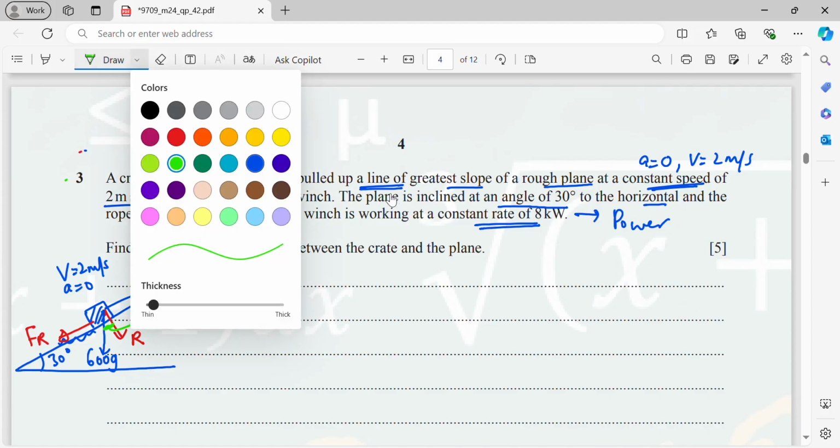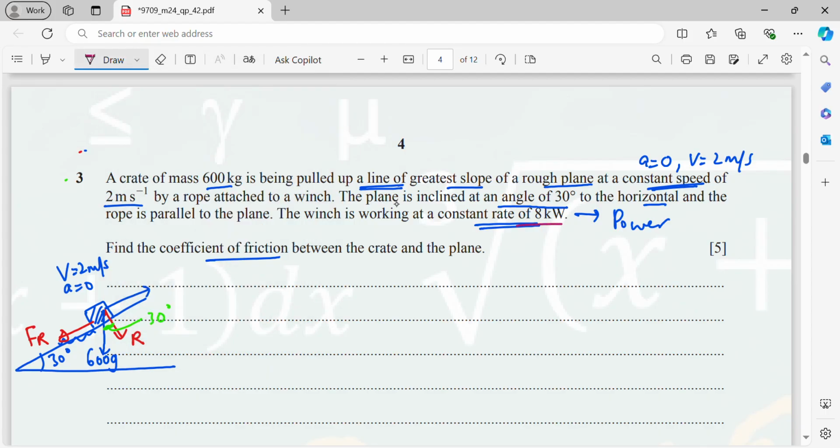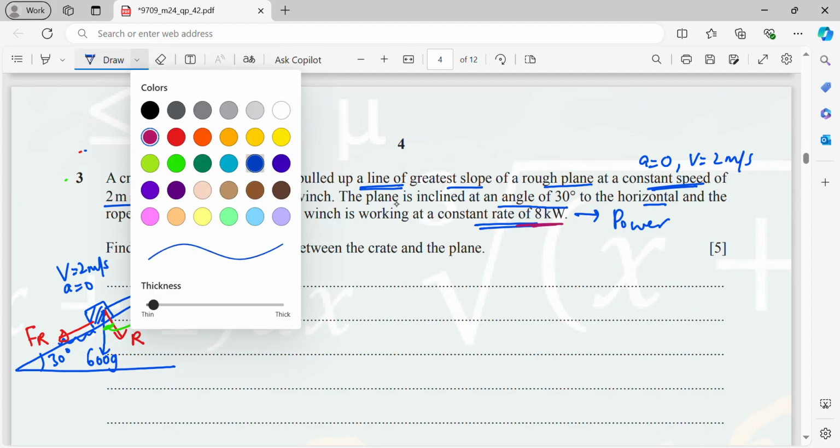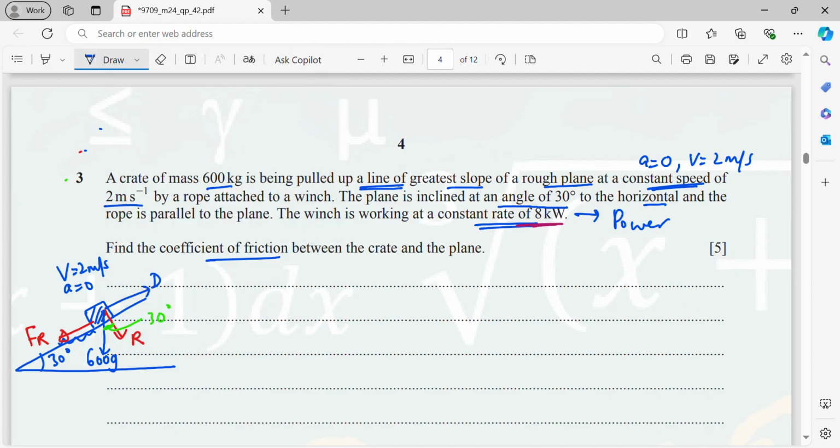Okay, now from here, because you are given the power of 8 kilowatt, I will say this is a driving force, right? So P equals Dv. The D is a driving force. So 8 kilowatt will be 8,000 watt. The driving force is unknown. The v is given, 2 meters per second. So from here, my D is 4,000.